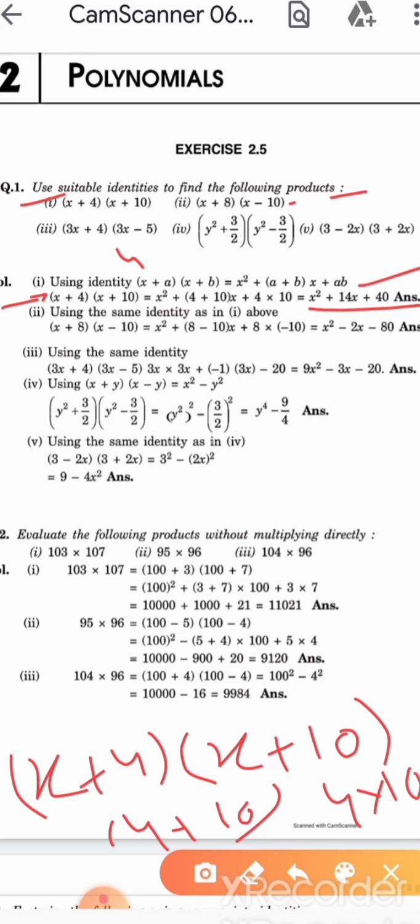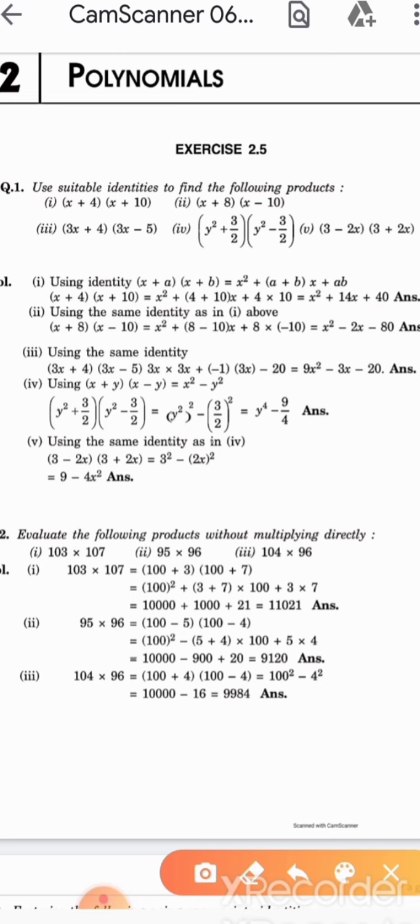Again the brackets are (x + 8) multiplied by (x − 10). Again we use our identity number 4. Write identity number 4: (x + a)(x + b) = x² + (a + b)x + ab. Comparing, we get a = 8 and b = −10, because in our identity b is in positive form, but here in the bracket 10 is in negative form, so we write the value of b as −10.